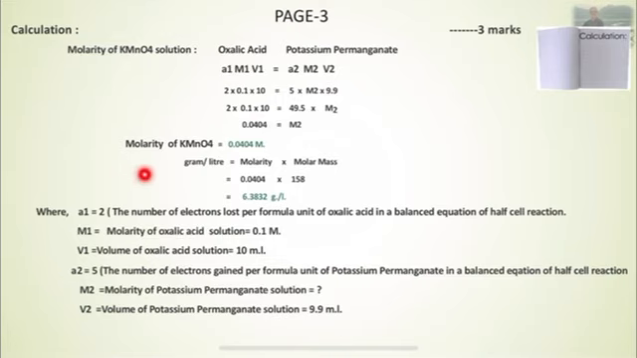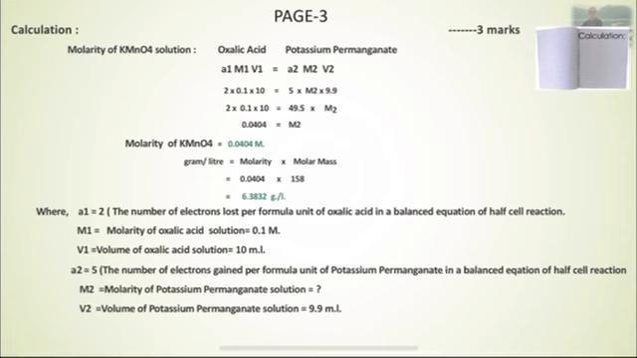Now we will calculate gram per liter of KMnO4. Formula: molarity into molar mass. We will put the values of molarity and molar mass, that is 158. So our gram per liter is 6.3832. Don't forget to write the unit of molarity and gram per liter.